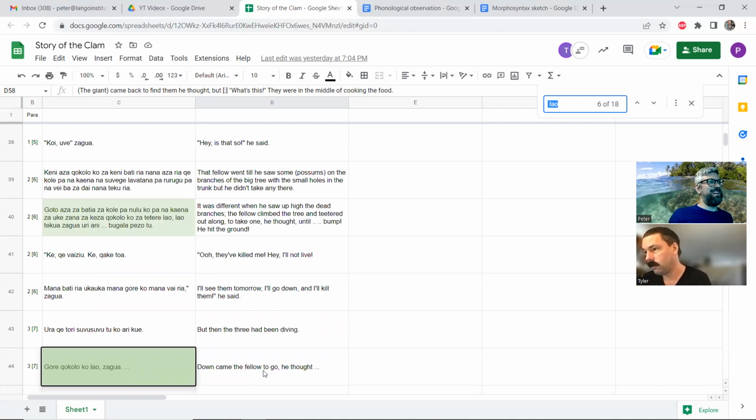Look what we get right there. Down came the fellow to go, he thought. Nice. And that is a strange sentence in English, but it's trying to tell us something about the underlying information. What do you think? Well, the ko in that one, if the to is meaning like in order to go, he came down in order to go, then that's very informative. That could be one function of this ko word there.